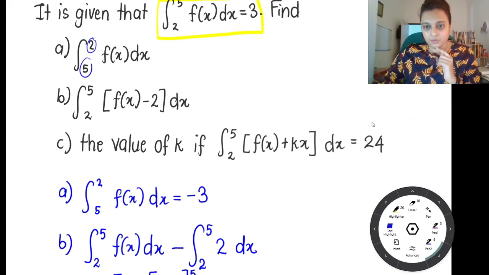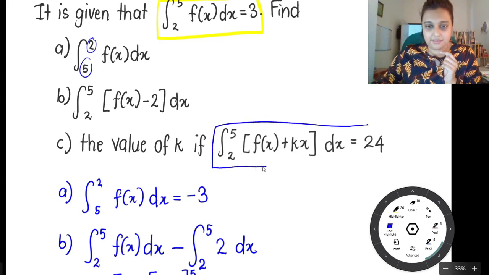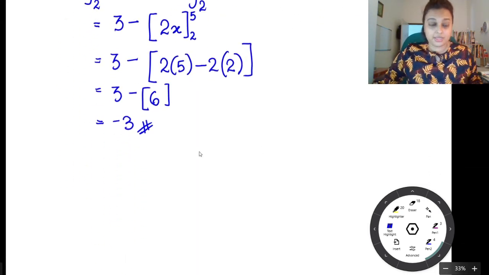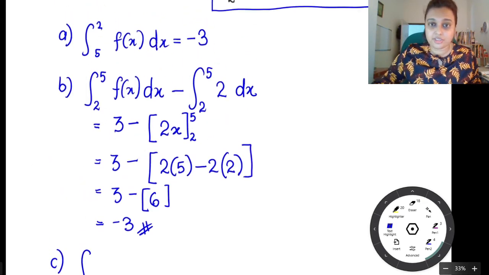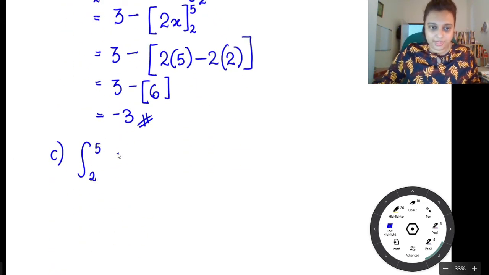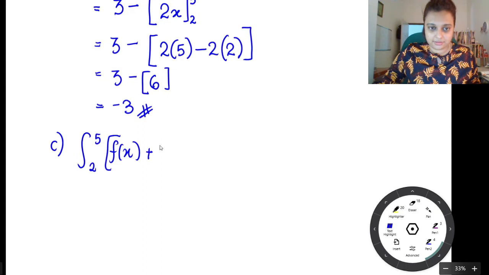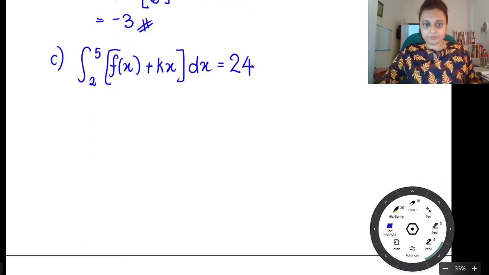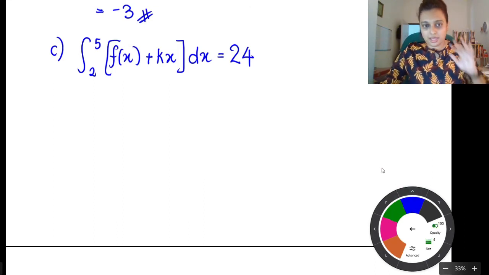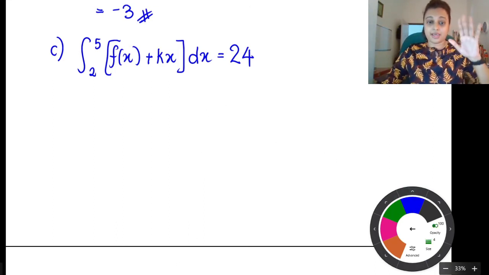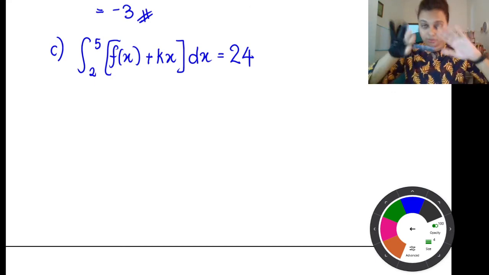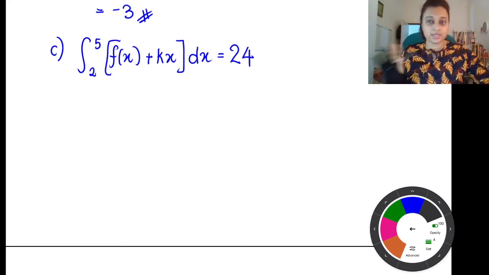First step, what do you do? You copy this first before we solve. Let me write it first: integration from 2 to 5 of f(x) plus kx dx equals 24. Now this part we're going to solve. Remember, teacher said if there is plus or minus, you must separate it. So now we're going to do the separation.